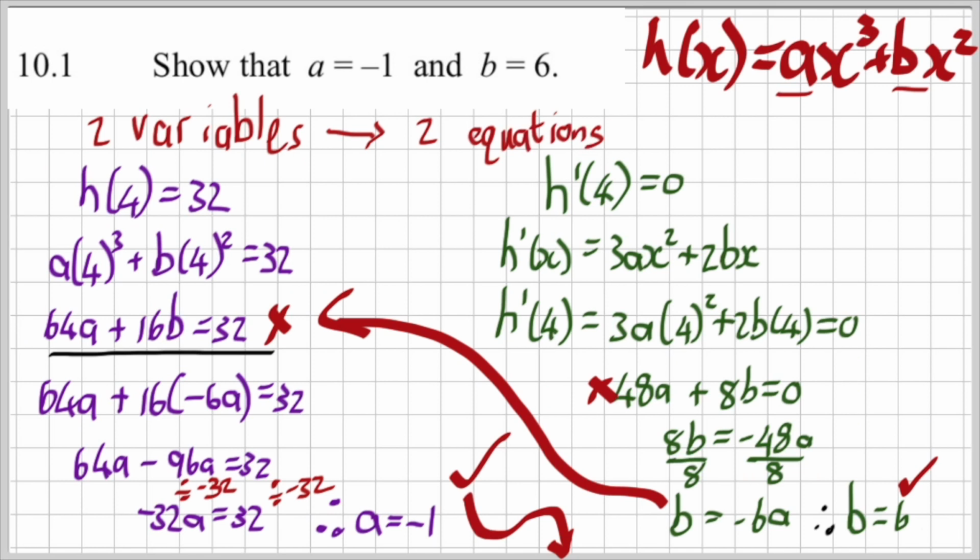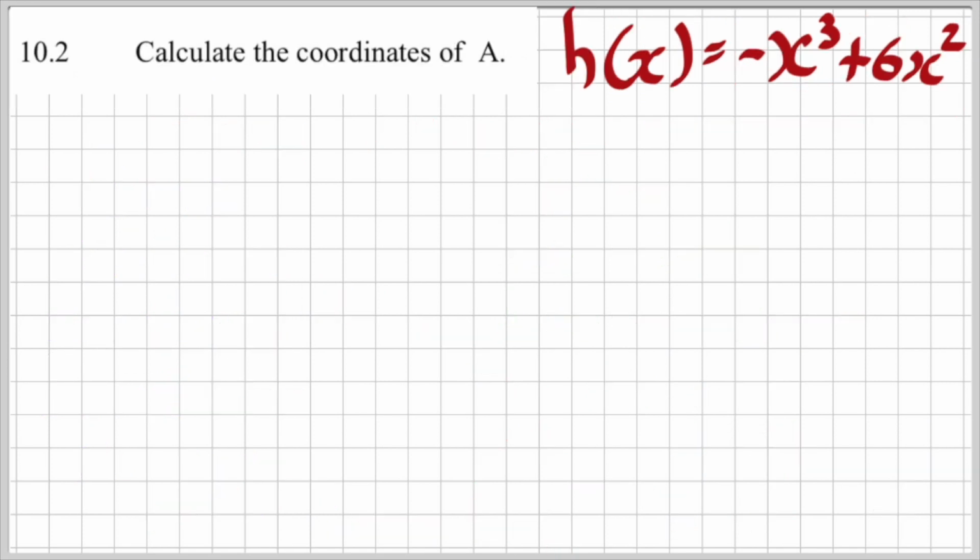But please, ladies and gents, if you couldn't do this, then from 10.2 onwards, you are allowed to actually use that formula that they asked you to prove for A and B. As simple and as easy as that. When we look at now 10.2, it says here, calculate the coordinates of A.